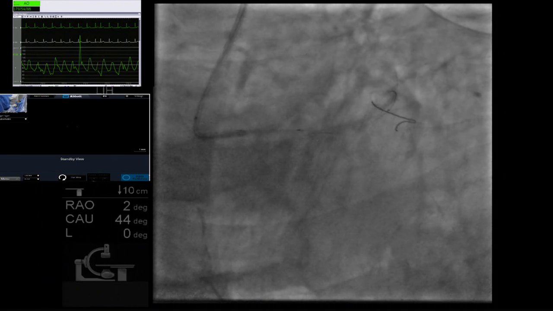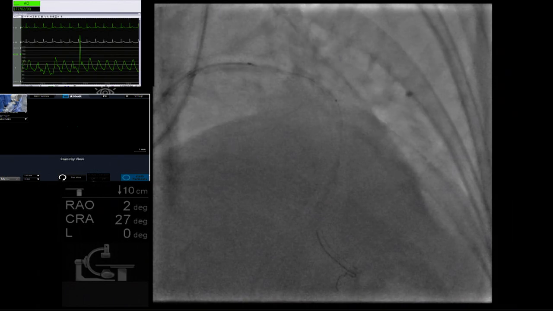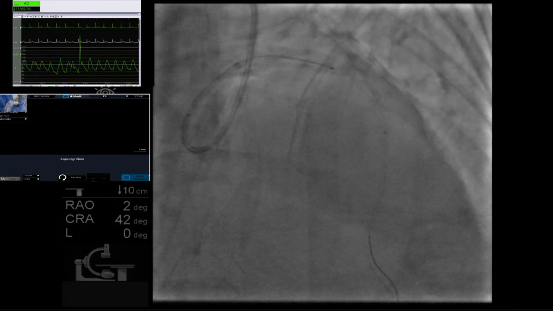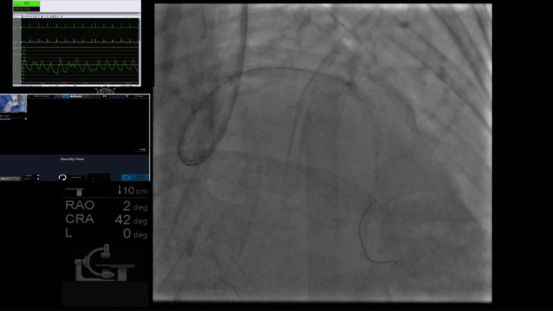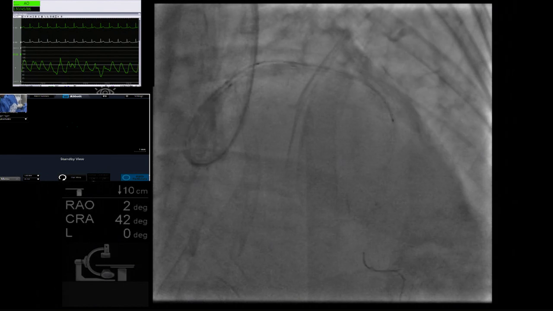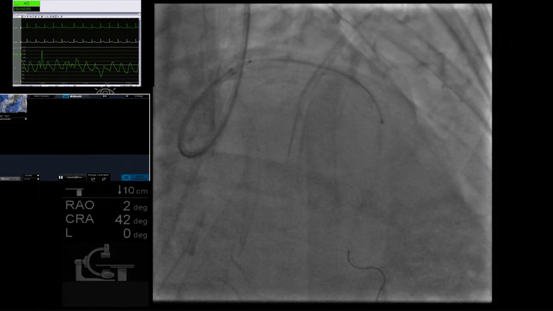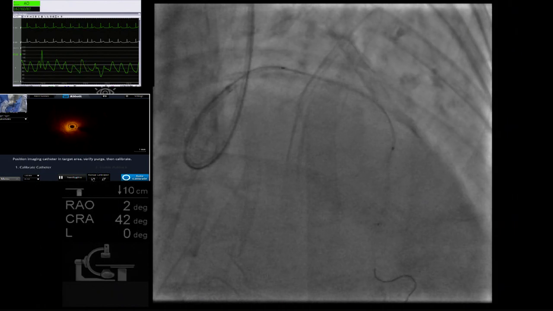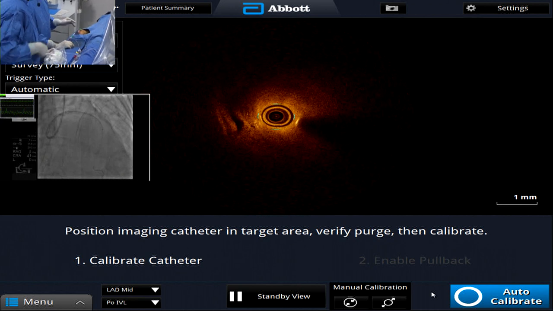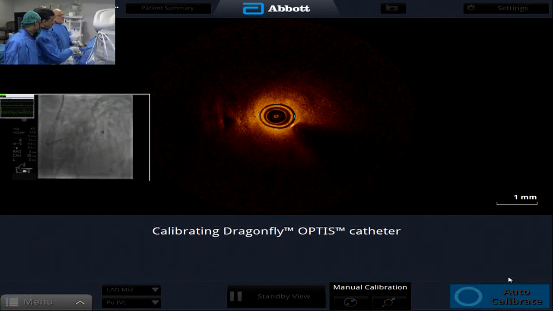I go to AP cranial now. I think it's okay. Beautiful. Okay, a little more. Yes, still, I think it is okay. Go to AP caudal now. I need to see the guide catheter.